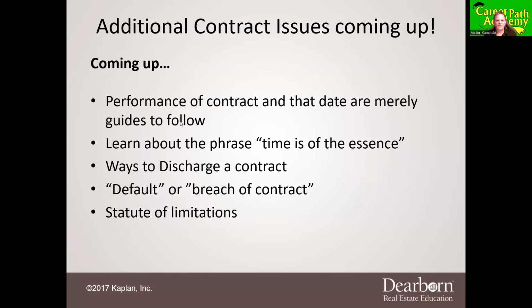All right, so some other things coming up: performance of a contract and learning that dates are merely guides to follow in contracts. We're going to learn about the phrase time is of the essence, and about different ways a contract can be discharged. We're going to learn the term default or breach of contract. And we're going to learn about statutes of limitations in New Jersey, what that term actually means and what those time periods are. But we're going to learn about them tomorrow.